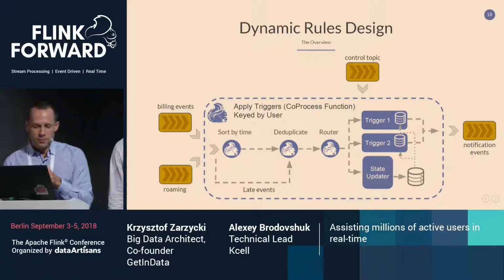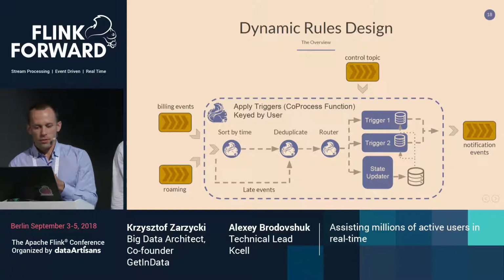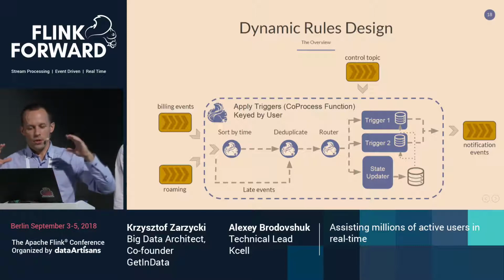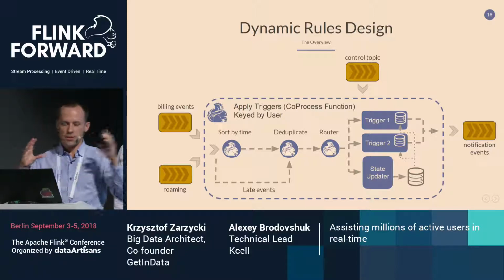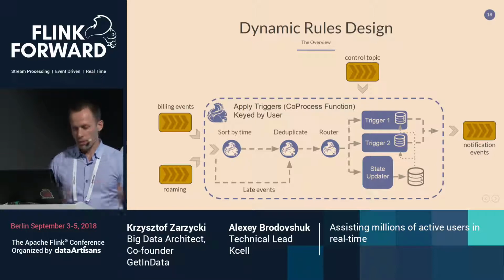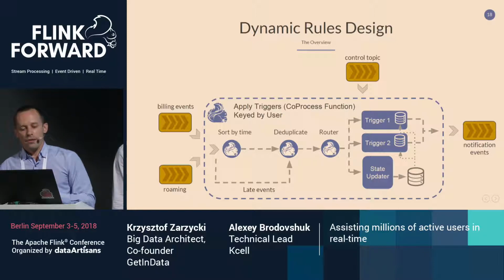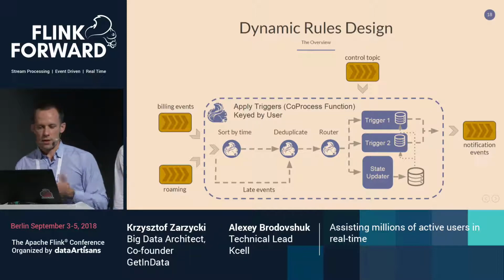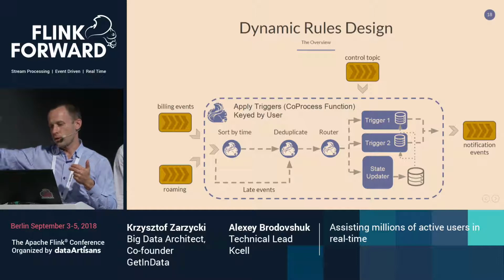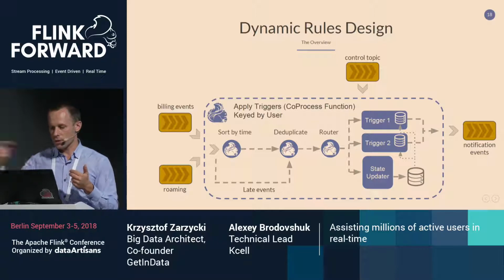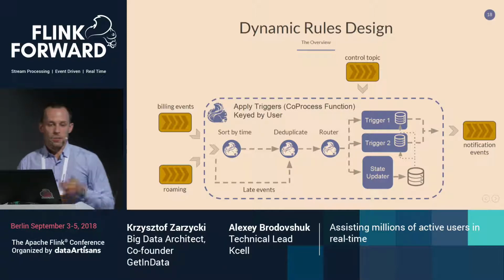Yeah, a little bit of a deep dive into how our job looks, right? The core thing, skipping some less important details, is the co-process function, right? That applies the triggers. It's an operator that is keyed by user, so it's parallelized by user, I would say. And it's a co-process function because it accepts one input, all those data, right, the events, and also it accepts a control topic. It's a separate topic that has those commands. Please start this trigger, please stop that trigger, right? It comes externally.